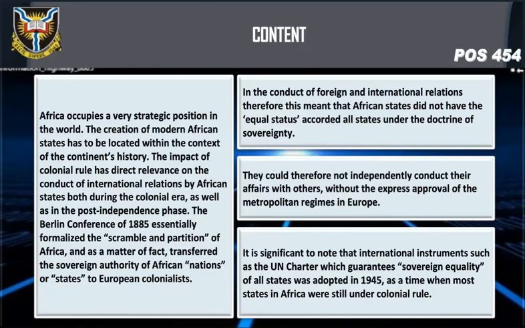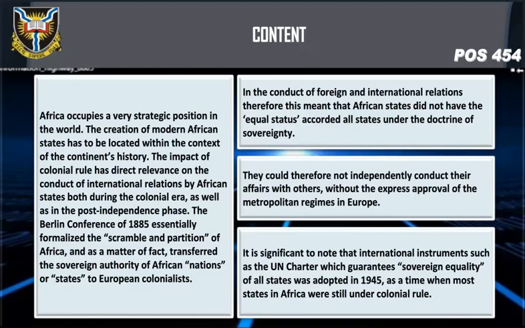The Berlin Conference of 1885 essentially formalized the scramble and partition of Africa, and as a matter of fact, transferred the sovereign authority of African nations or states to European colonialists. In the conduct of foreign and international relations, therefore, this meant that African states did not have the equal status accorded all states under the doctrine of sovereignty. They could therefore not independently conduct their affairs with others without the express approval of the metropolitan regimes in Europe.